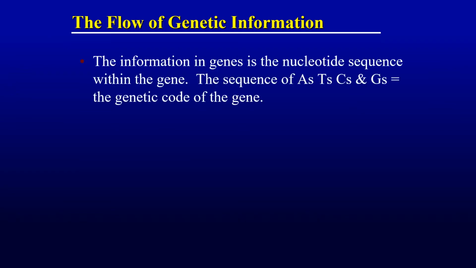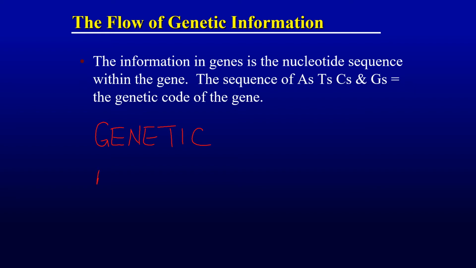All right, so the information in genes is the nucleotide sequence within the gene. That's the sequence of the A's, T's, C's and G's. That is the genetic code of the gene. So think about an analogy. Take any word like the word genetic. The sequence of letters gives that word its meaning. That tells us what that word is and what it means. So in a very similar way, it's the sequence of nucleotides in a gene that give the gene its meaning.